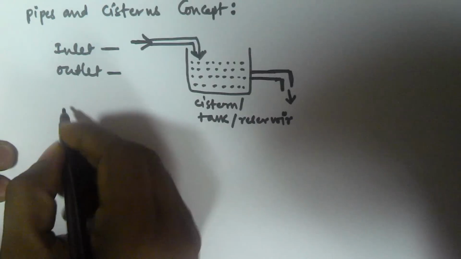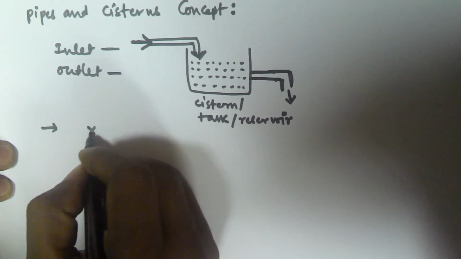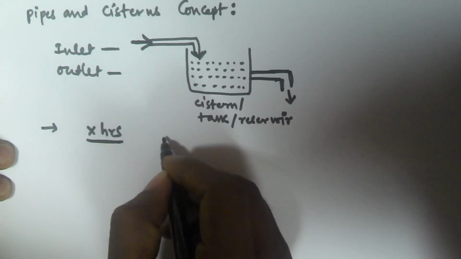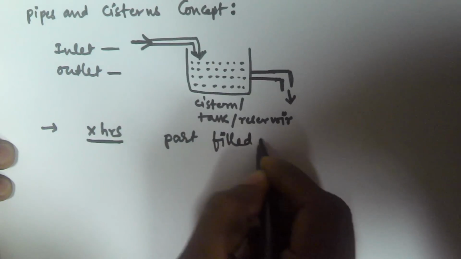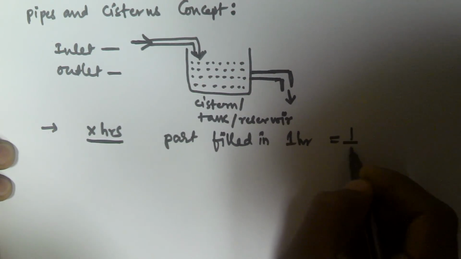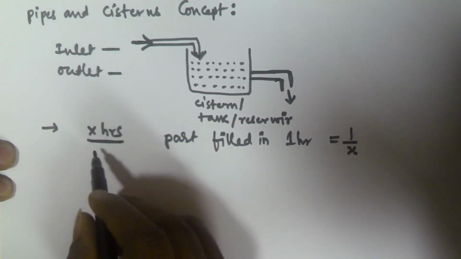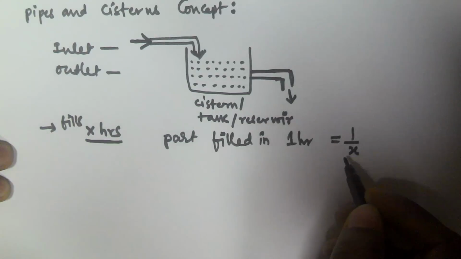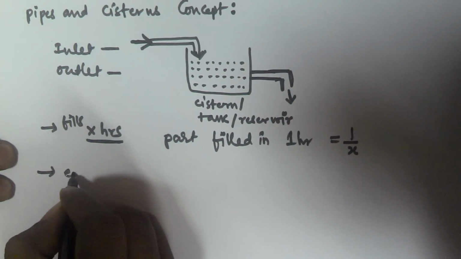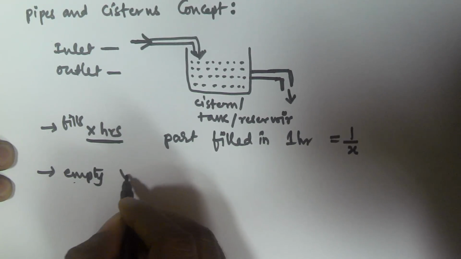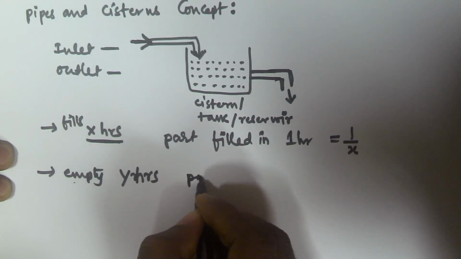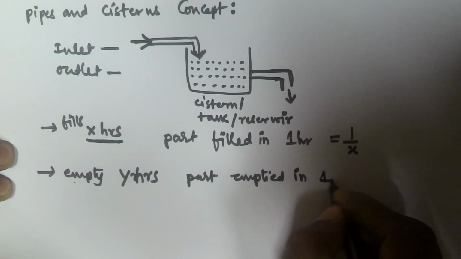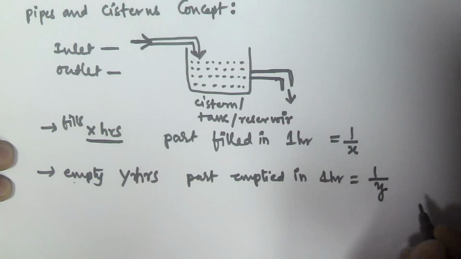Let's see, for example, if a pipe, I mean an inlet, can fill a tank in X hours, then the part filled in 1 hour is equivalent to 1 by X. Similarly, if a pipe empties a tank in Y hours, then the part emptied in 1 hour is given by 1 by Y.